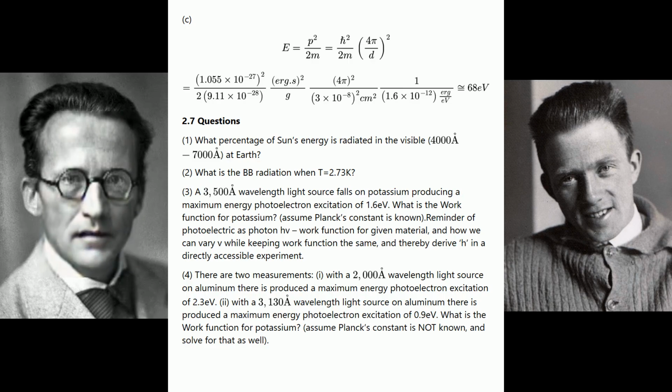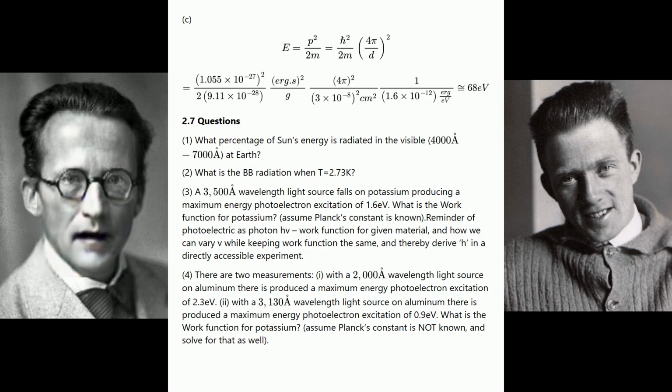2.7 Questions. 1. What percentage of the sun's energy is radiated in the visible, 4000 A to 7000 A, at Earth? 2. What is the blackbody radiation when T equals 2.73 K? 3. A 500 A wavelength light source falls on potassium, producing a maximum energy photoelectron excitation of 1.6 electron volts. What is the work function for potassium? Assume Planck's constant is known.